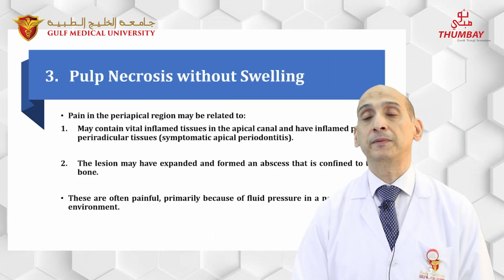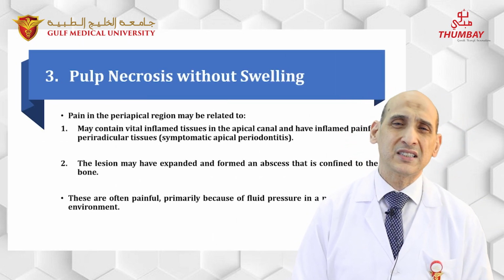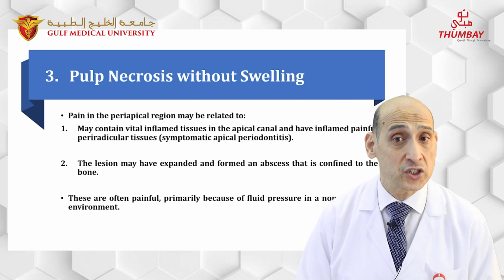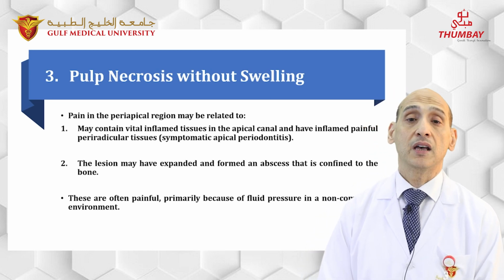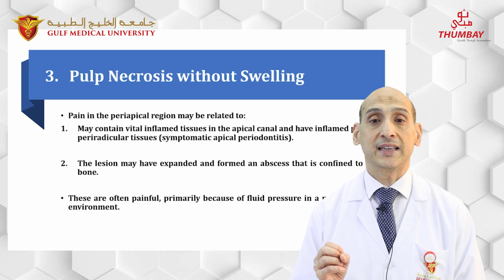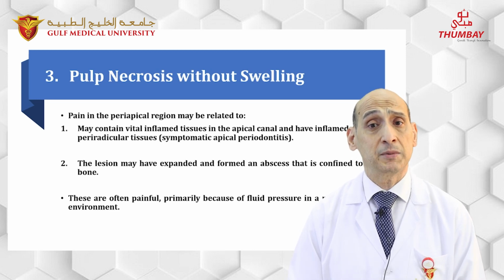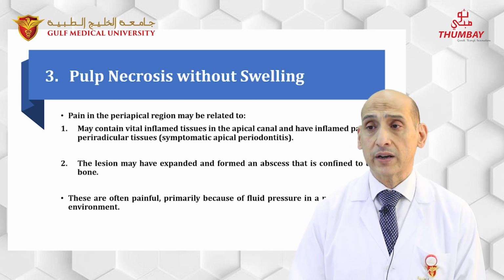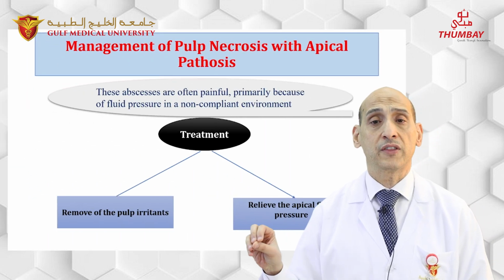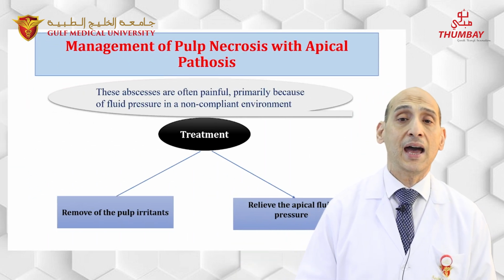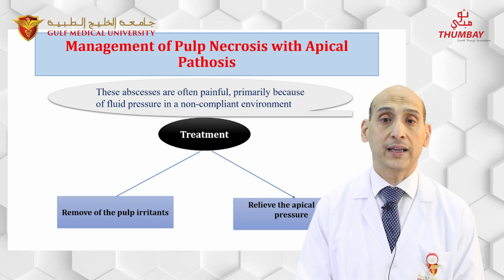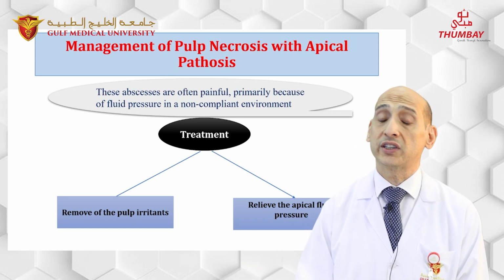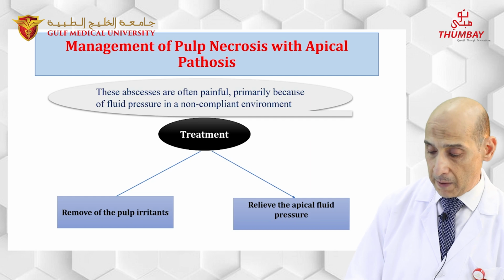Another condition is pulp necrosis without swelling. Most cases of pulp necrosis, I cannot say, are emergency cases. But in some cases, whenever there is an extension of the bacteria to the periodontal ligament, it starts the formation of a periapical lesion. So our treatment here will be removal of the pulp irritants from the root canal system and relieving the pressure that is occurring in the apical region by drainage of any irritants or any pus that has formed in the periapical area.